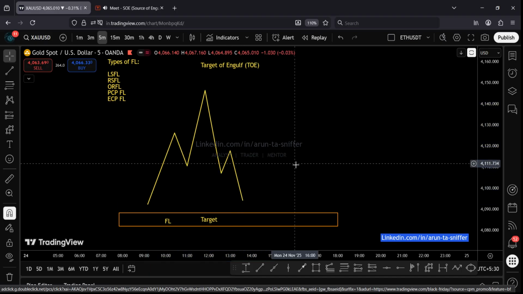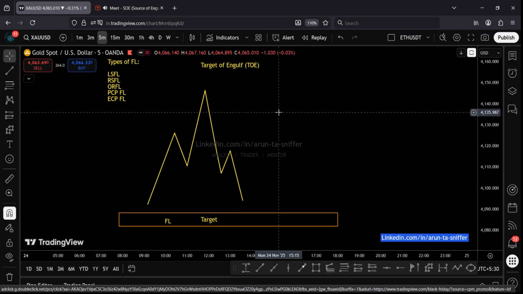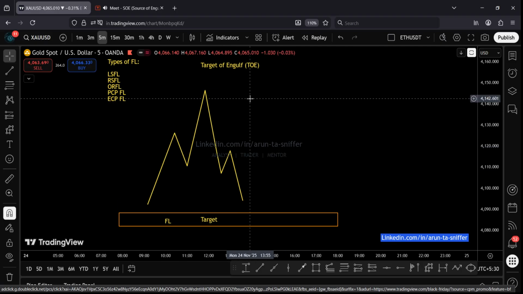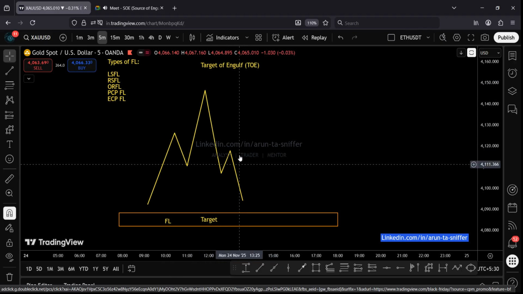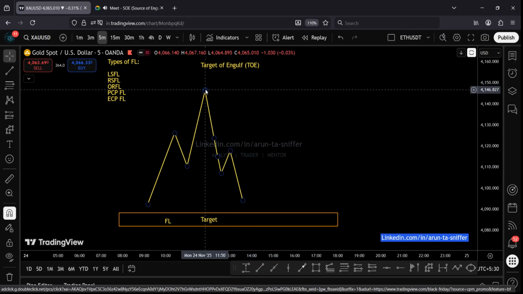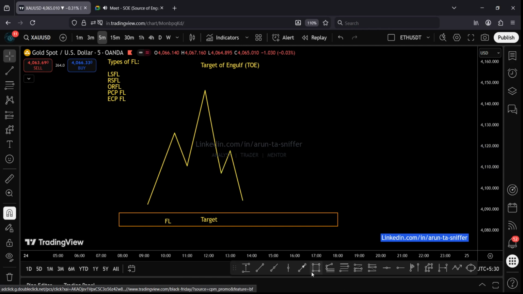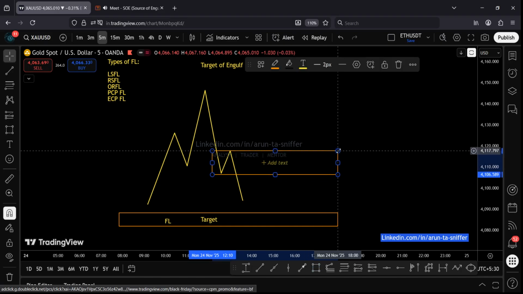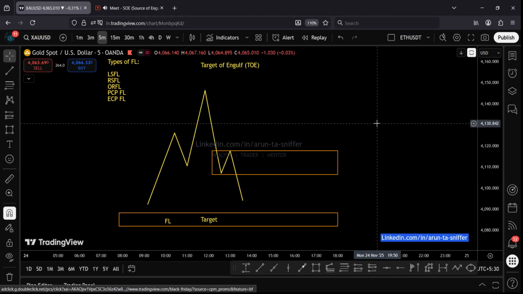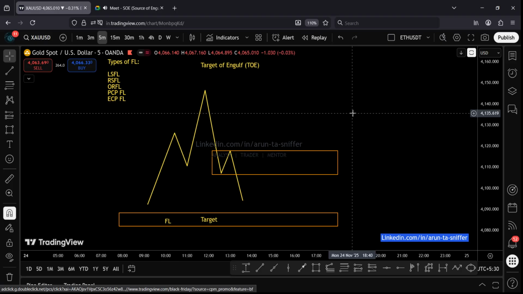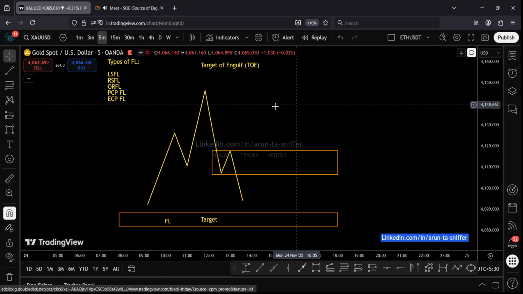So what we will say, where is our OR? The first pullback. Where is our first pullback? First pullback is here, when price starts falling. So we will say this is OR. One question: this first pullback can be on the upper side also, like the first high. Above the first high can be created whenever the first pullback is created. We consider ORFL, correct?